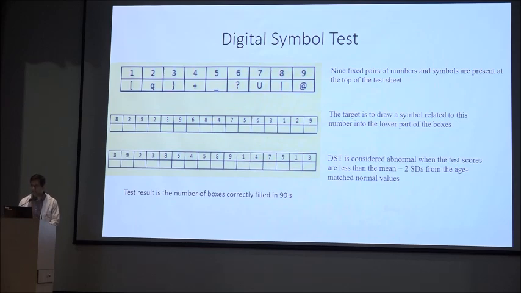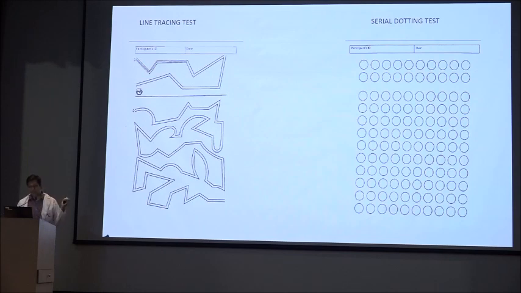All these tests can be easily done in the OPD, but they are extremely time consuming. And the biggest fallacy with all these tests here, they are age dependent as well as also based on the education. That has been the problem. And even for the line tracing and serial dotting, which we can commonly do even in our wards, is to just show that, the line tracing that can be done as well as the serial dotting.